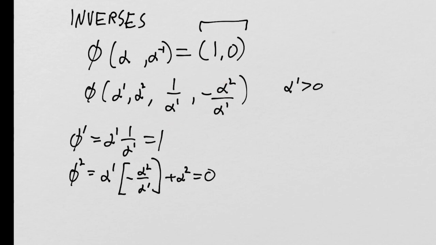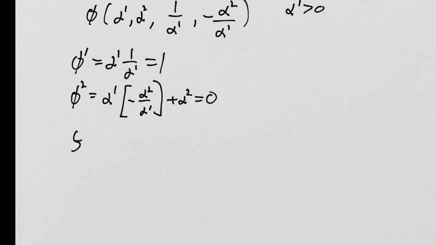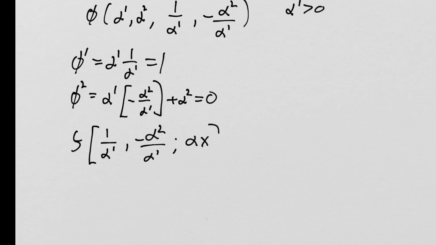So yes, we have an inverse for the group operation function. Now we check the inverse for the f function. Let's take that inverse and see if it acts like it should. If we have 1 over alpha 1, minus alpha 2 over alpha 1, that's the operator, and it's going to act on x, which has been transformed by alpha. So it's acting on alpha x, right?